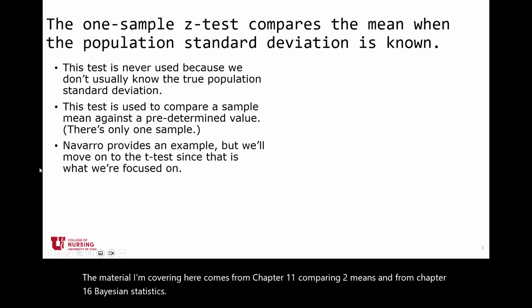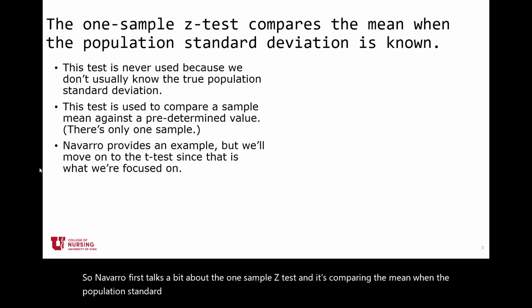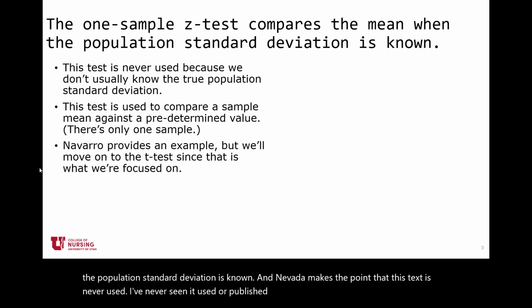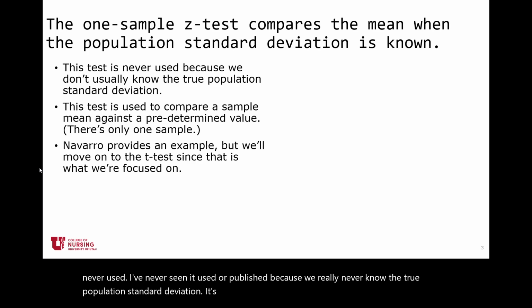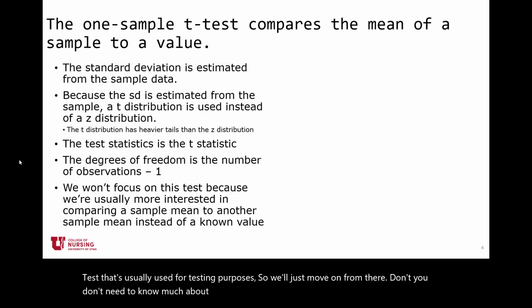So Navarro first talks a bit about the one sample z-test. It's comparing the mean when the population standard deviation is known, and Navarro makes the point that this test is never used. I've never seen it used or published because we really never know the true population standard deviation. It's just a test that's usually used for teaching purposes. So we'll just move on from there. You don't need to know much about that one.